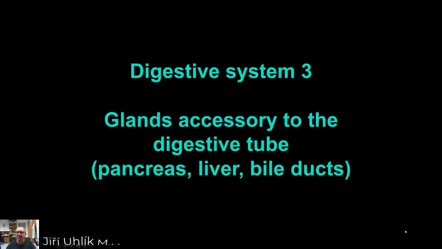Hello dear students, let me start the third lecture about the digestive system, which deals with glands which are associated to the digestive tube. You already know salivary glands, which belong to this group because they were part of the first lecture about the digestive system. So today I will speak only about pancreas, liver and bile ducts, which join liver and intestine.